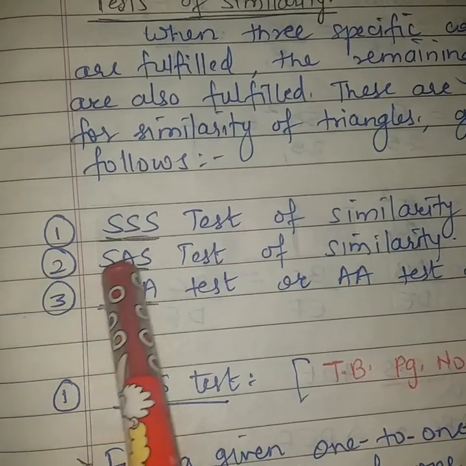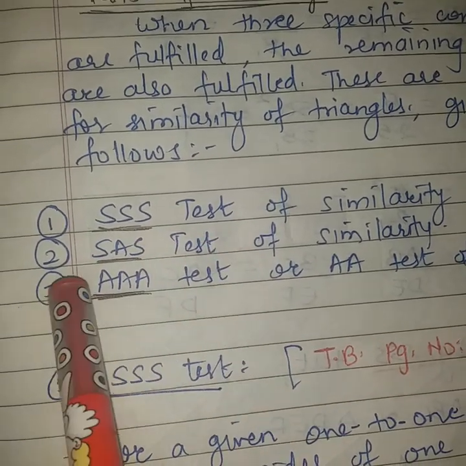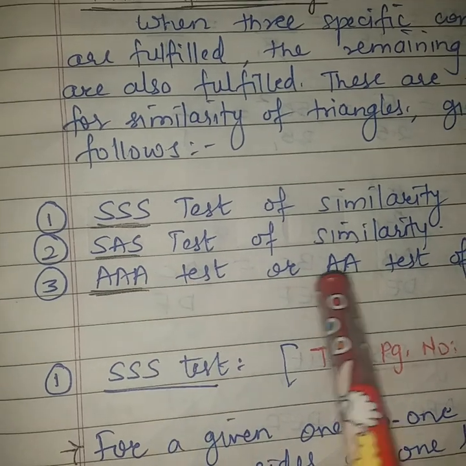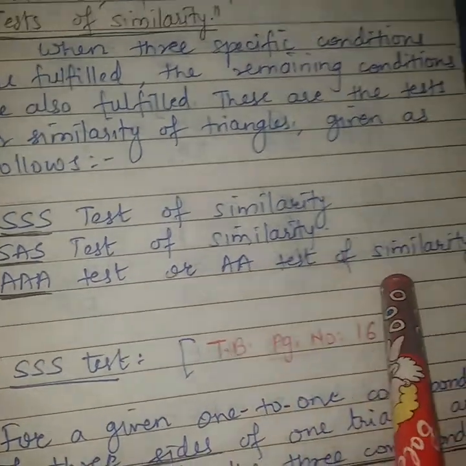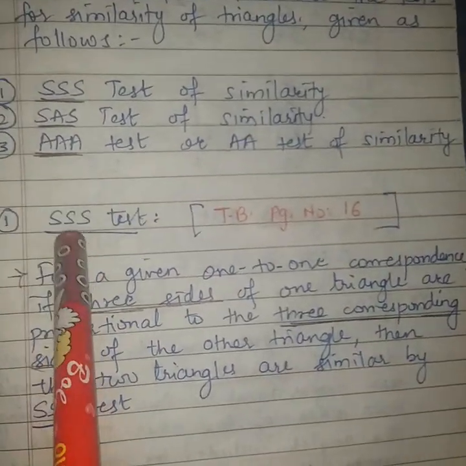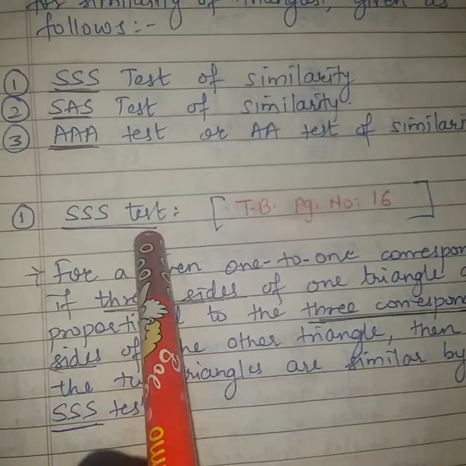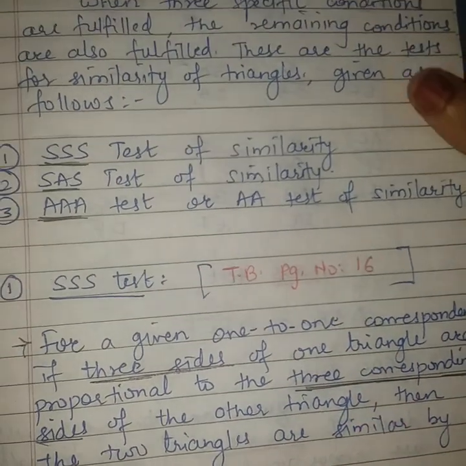The second one is the SAS test, side angle side test. And the third one is the triple A test or double A test, that is the angle test or the angle test of similarity. Let us start with the first test, the triple S test for similarity, with reference to textbook page number 16.